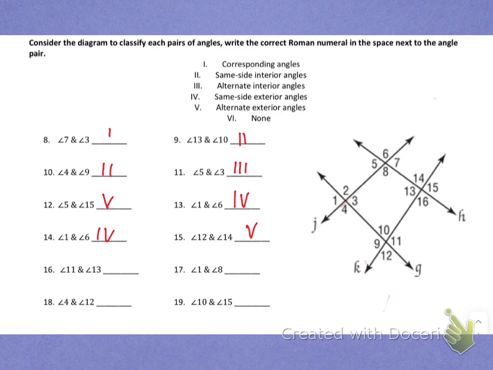11 and 13. So angle 11's here, angle 13's here. This is my transversal. So they're on opposite sides, so that's alternating. And then they're both on the inside here. So that's interior, alternating interior angles. So that'd be number 3.